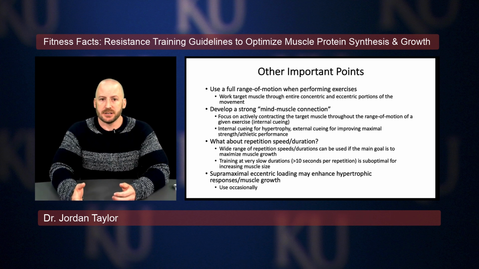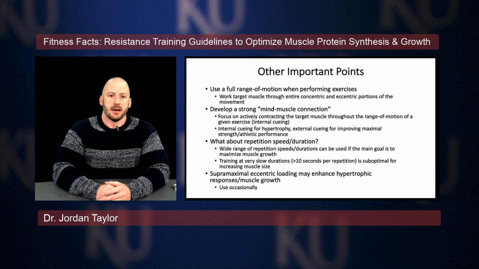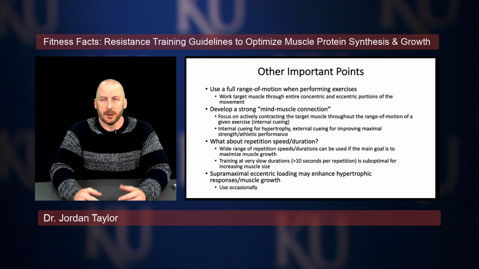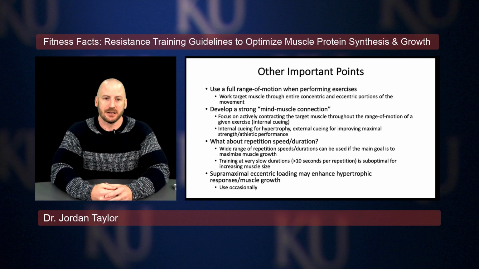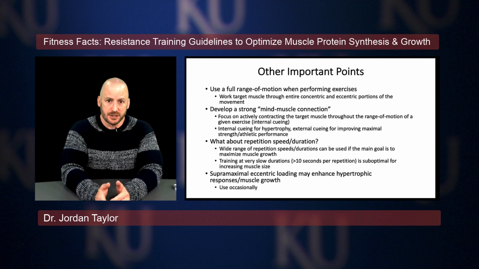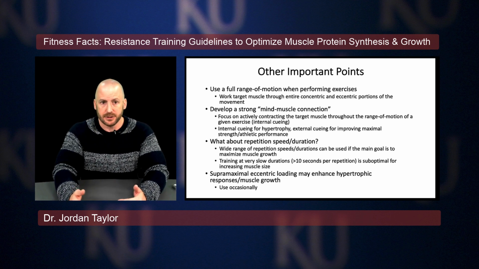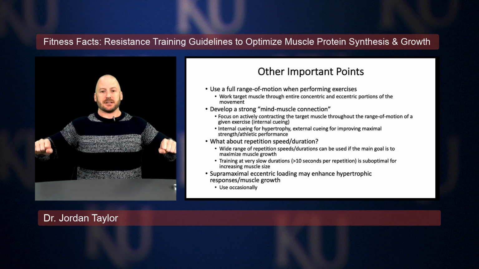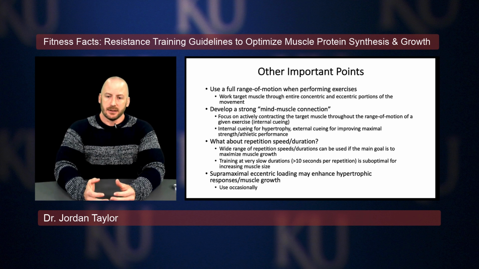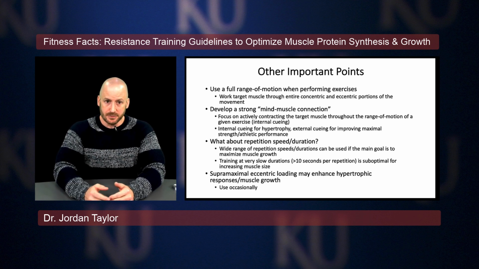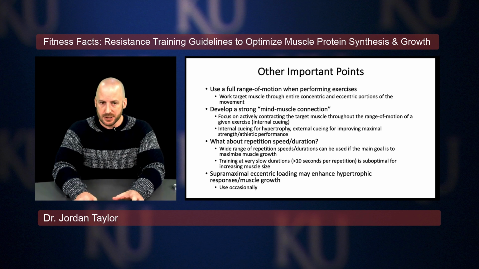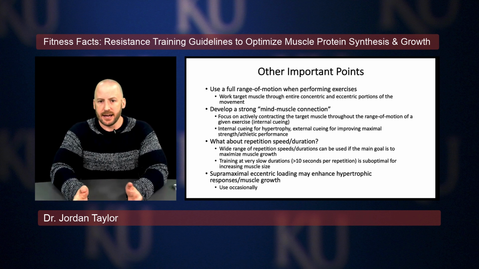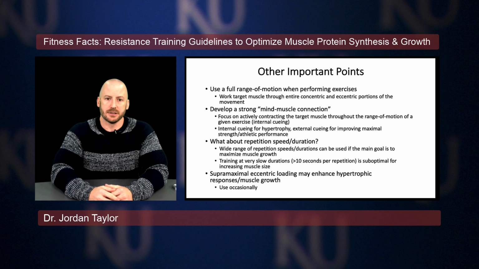So what about repetition speed and duration? A wide range of repetition speeds and durations can be used if the main goal is to maximize muscle growth. Training at very slow durations, like 10 seconds per repetition, resisting a load down and then back up, has been shown to be suboptimal for increasing muscle size. Other than that, you can use a wide range of repetition speeds.